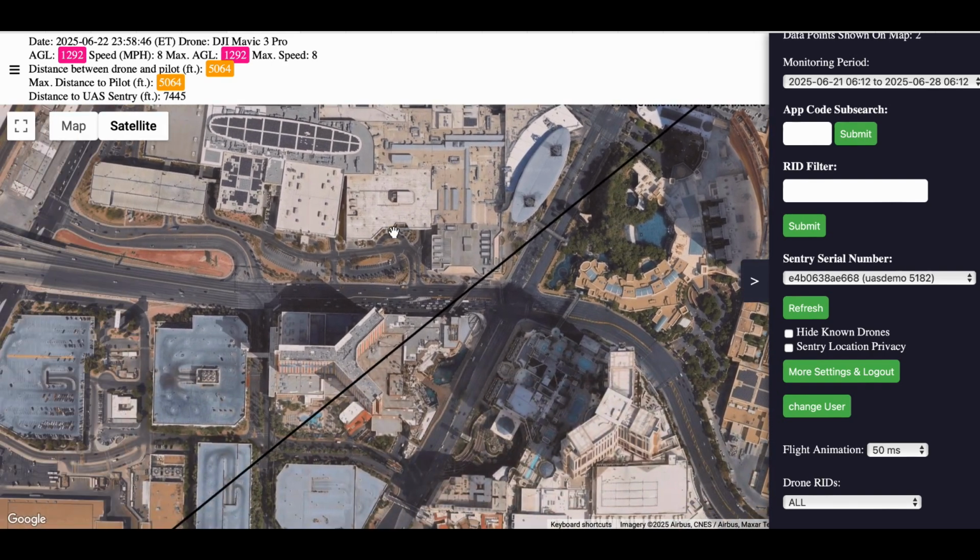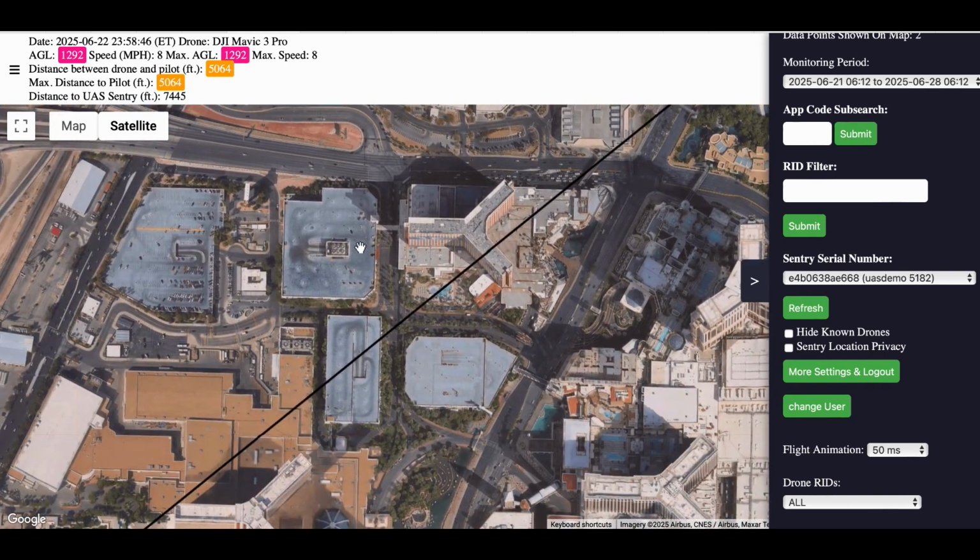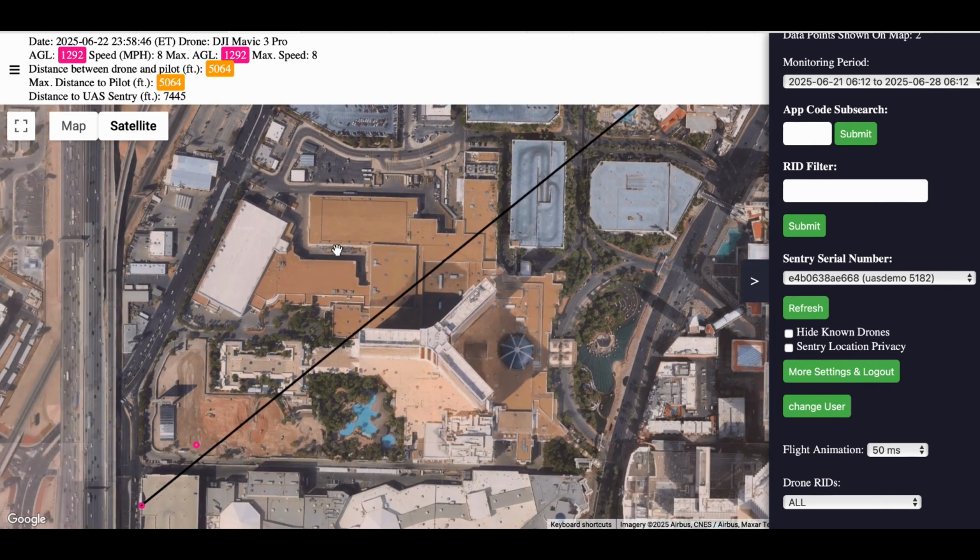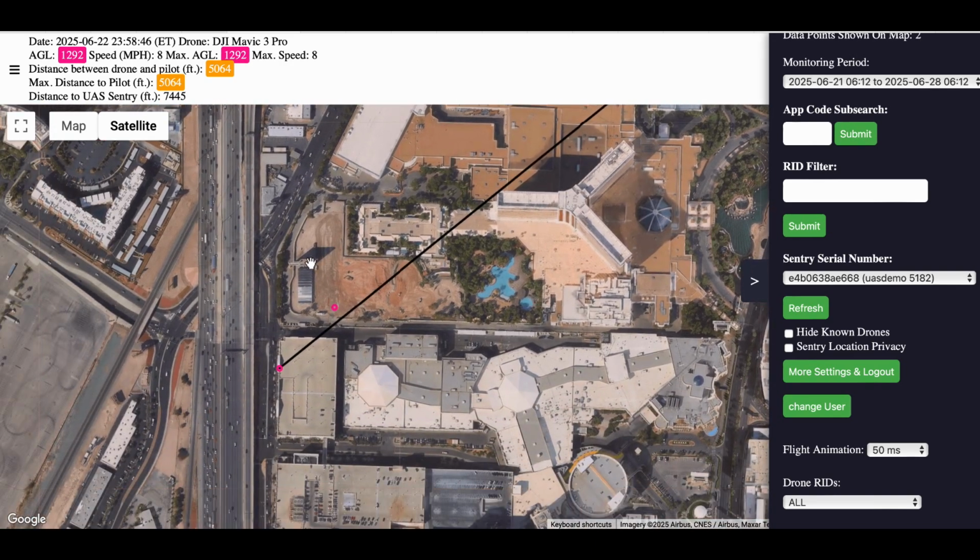And then it's a little scary because there's tourist helicopters flying up and down the Strip, and this drone was flying over the Strip and potentially in the same airspace the helicopter was. But maybe he had a waiver.